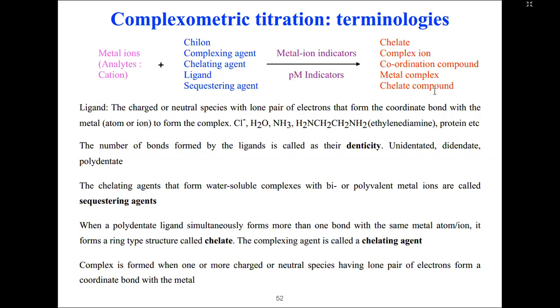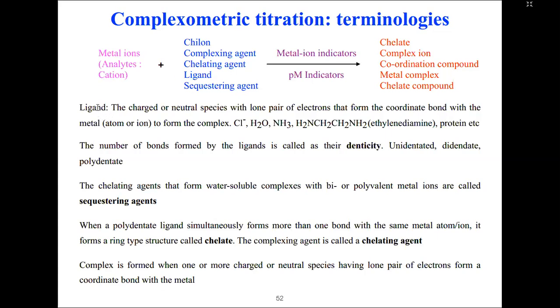So this is complexometric titration. You have a metal and a ligand to form a complex ion. And for that, we'll be using a metal ion indicator. This indicator will help us to determine the equivalence point or the end point of the titration. And these are some of the definitions.